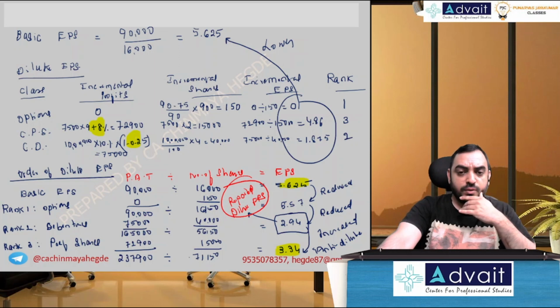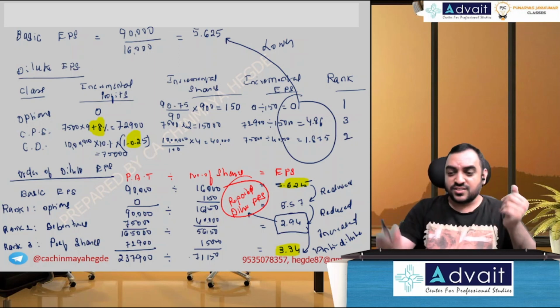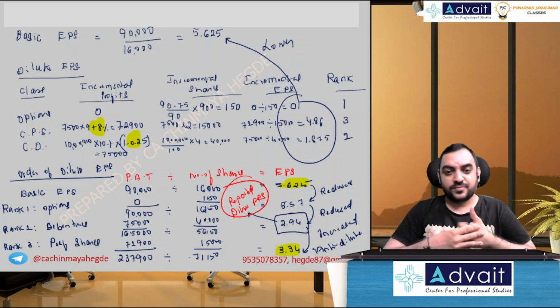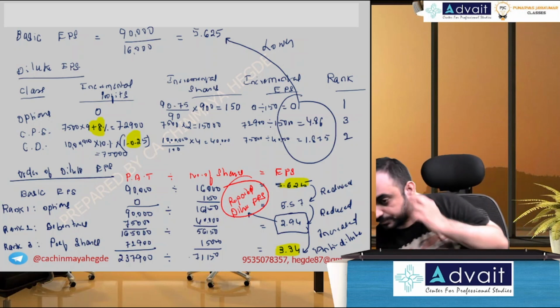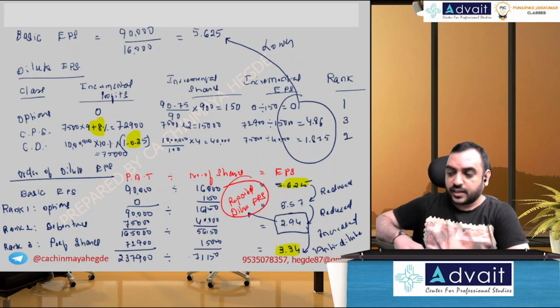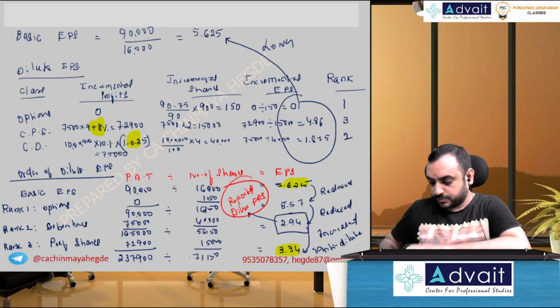This format can be used in the exam as well. This format only should be used. This is what the Institute has also followed. The order of dilutive EPS. Okay, so take a look at the calculation and see if you have any doubts.